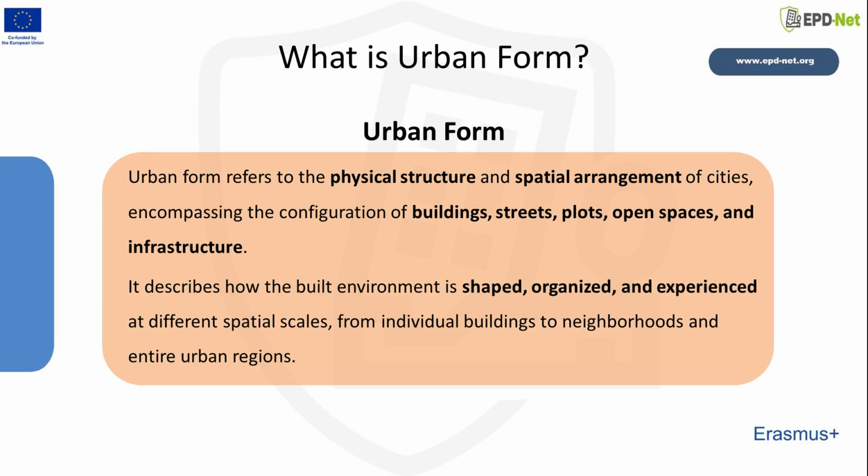Urban form refers to the physical structure and spatial organization of cities. It encompasses the arrangement of buildings, street networks, plots, open spaces, and infrastructure systems. In other words, it describes how the city is physically constructed and how its elements relate to one another. However, urban form is not only about physical configuration. It also reflects how the built environment is shaped, organized, and experienced across different spatial scales.